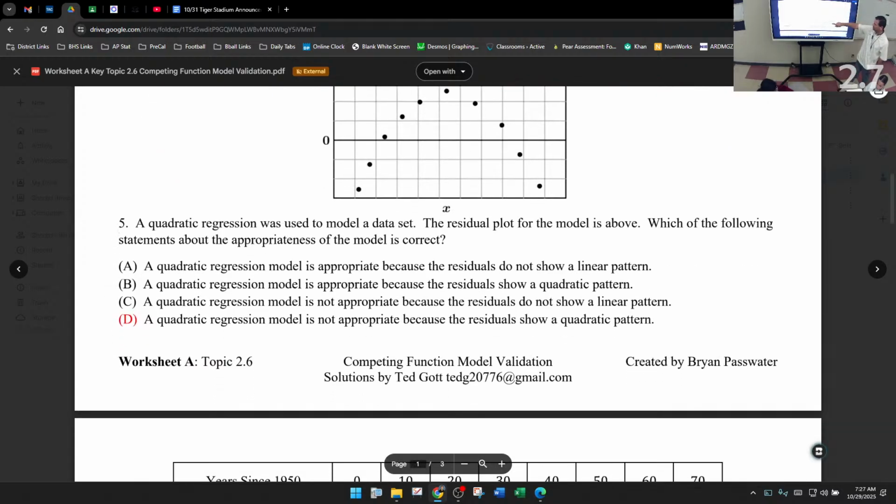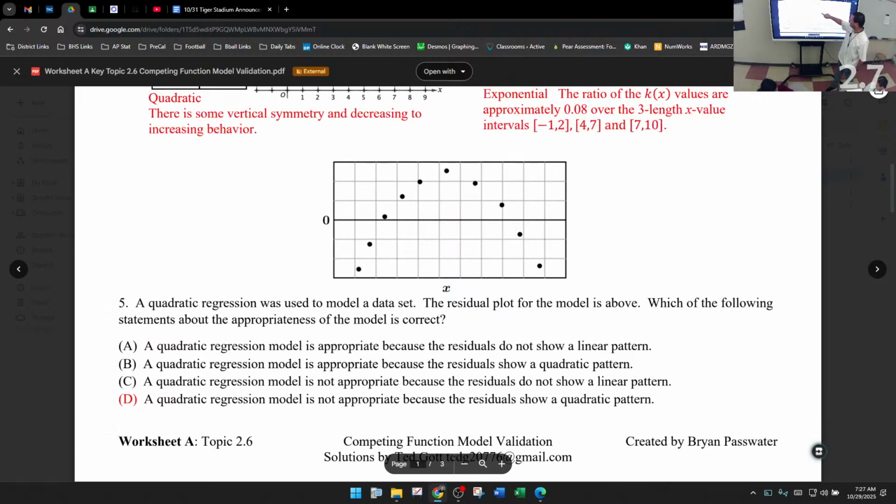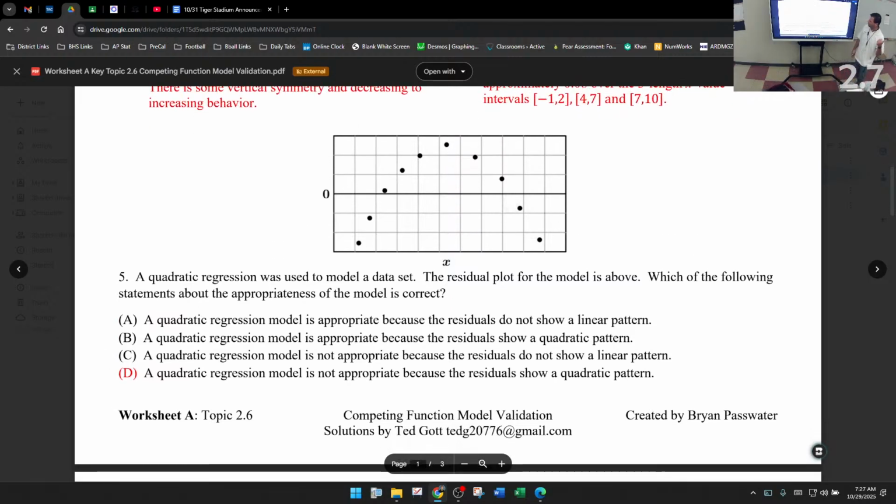Okay, number 5. This shows the residual plot. The quadratic regression was used to model a data set. So you got to read these really carefully, and do you understand what residuals tell us? So we have a quadratic regression. It was used to model some data set. The residual plot is above. So immediately I look at that residual plot and realize whatever I did was bad because this is curved. Which of the following statements about the appropriateness of this model is correct? And that one's D. A quadratic regression model is not appropriate because the residuals show a quadratic pattern, and I don't care that it shows a quadratic pattern, it's a curve pattern.